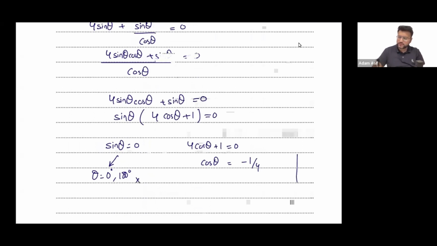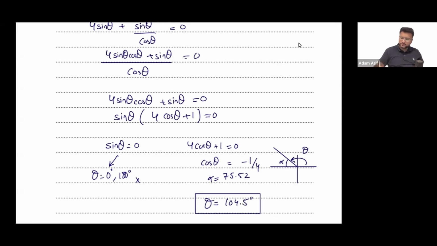Cosine theta is equal to negative 1 upon 4. Cos theta is negative in the second and in the third quadrant. But since the domain is from 0 to 180 degrees, that's the only angle that we are interested in. This is the basic angle. So the basic angle is going to be cosine inverse of 1 upon 4. That is 75.52. 180 minus this value, theta comes out to be 104.5 degrees, correct to 1 decimal place.